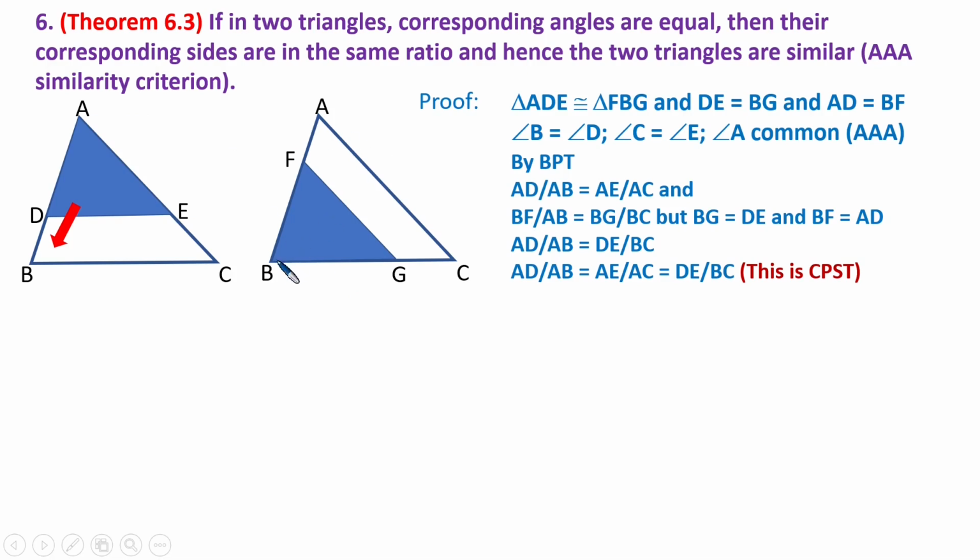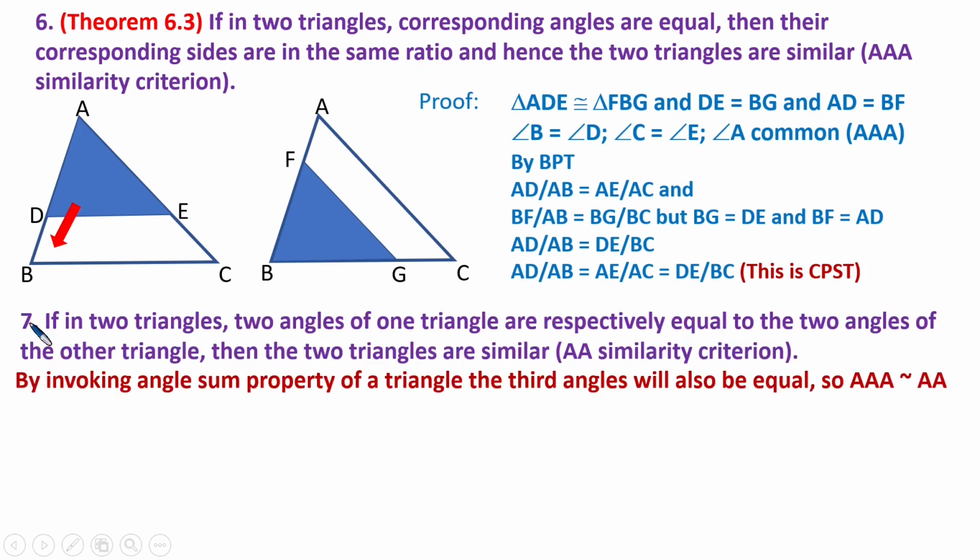Similarly, for this triangle also I can use BPT and come to BF by BA, which is the same as AB, and BG by BC. But I can say that this BG is equal to DE, and BF is equal to AD. So I substitute BF equal to AD here, that is AD by AB, and BG equal to DE. Now again these two are common. So I can always write that AD by AB is equal to AE by AC is equal to DE by BC. So this is what it tells, that the corresponding sides are in the same ratio.